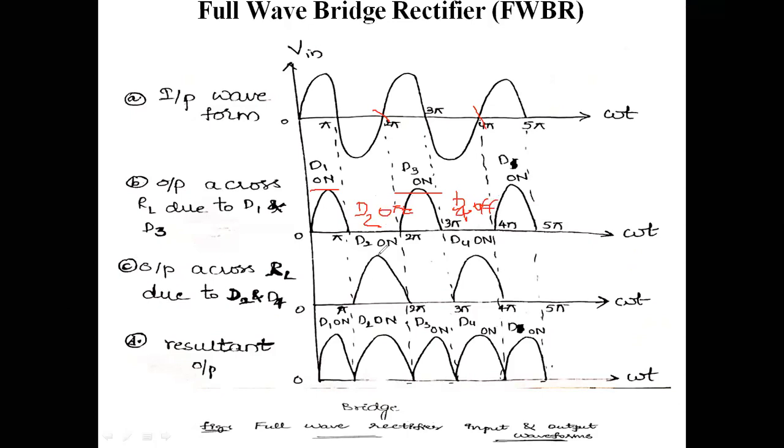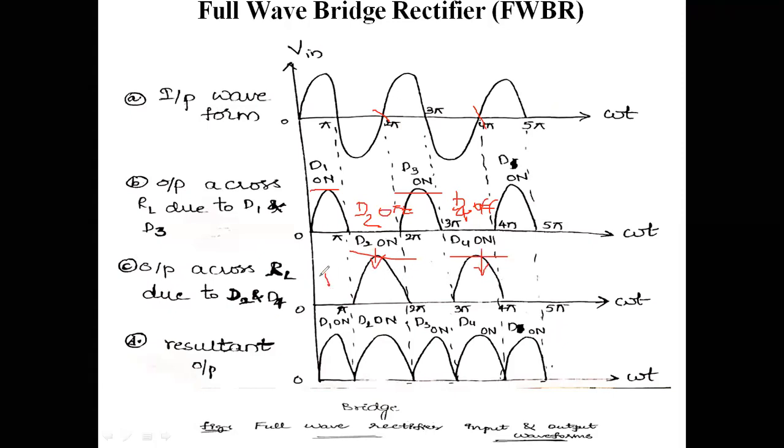D1 and D3 are in on position, and D2 and D4 are in off position. That is with respect to the positive half cycle. For the negative half cycle, diode D1 is in off position, diode D2 is in on position, diode D3 is in off position, and diode D4 is in on position. That means diode D2 and diode D4 are in on position.